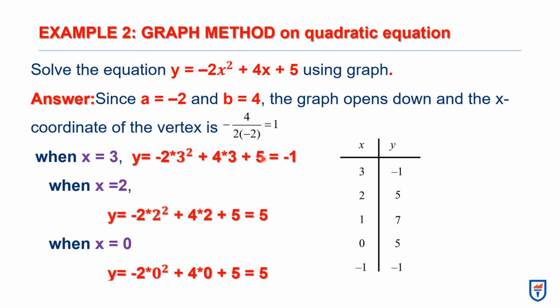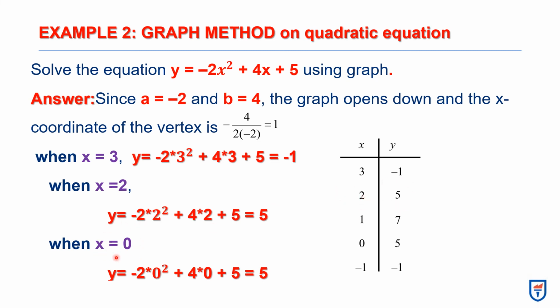So now we have another coordinate, which is 3, minus 1. Then we let x equal 2, and when you substitute 2 in our quadratic equation, we're going to get minus 2 times 2 to the power 2 plus 4 times 2 plus 5. Then we get the value of y is 5. Now we have another coordinate, which is 2, 5.